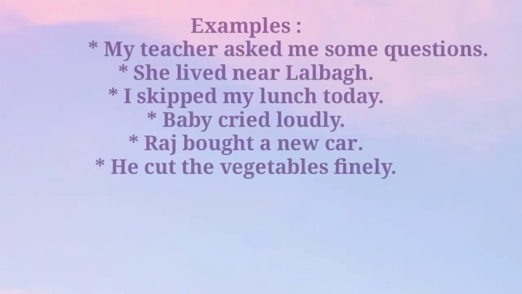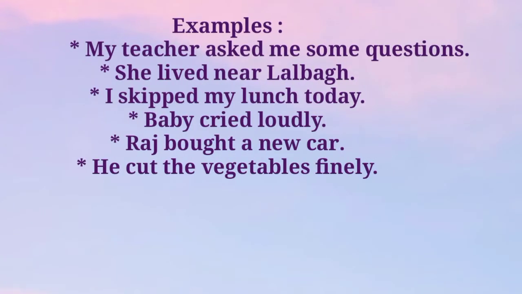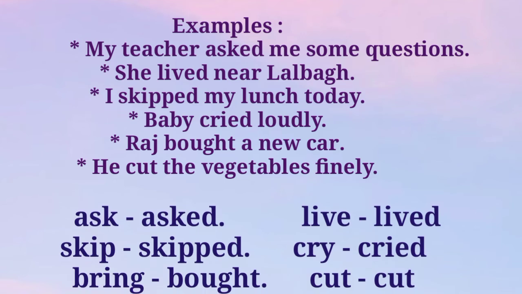Now, let us see some examples to see these various forms of verbs in past tense. My teacher asked me some questions. She lived near Lal Bagh. I skipped my lunch today. Baby cried loudly. Raj bought a new car. He cut the vegetables finely. Now let us see the verbs here. Asked, lived, skipped, cried, bought and cut. These are the verbs here.